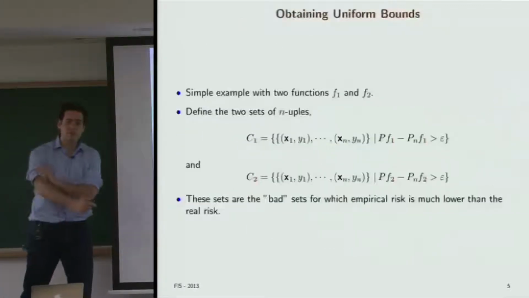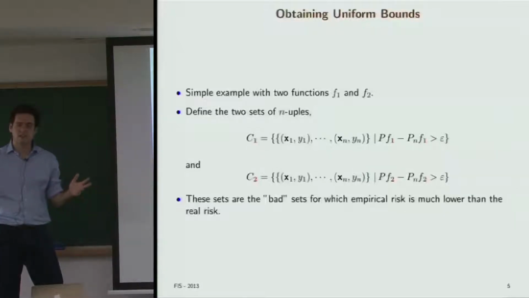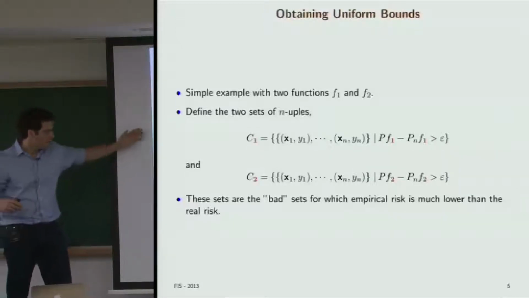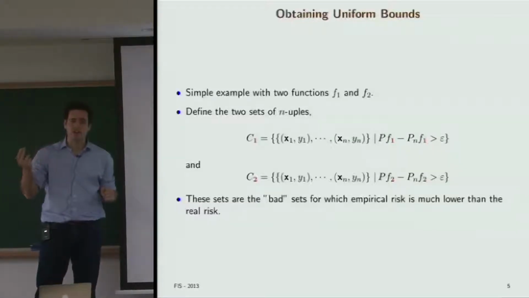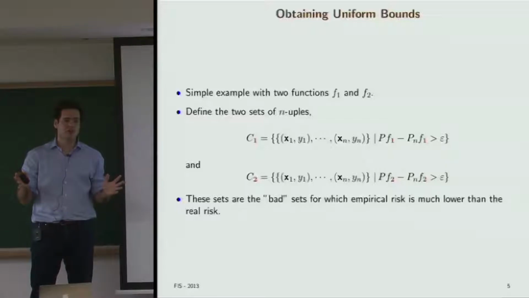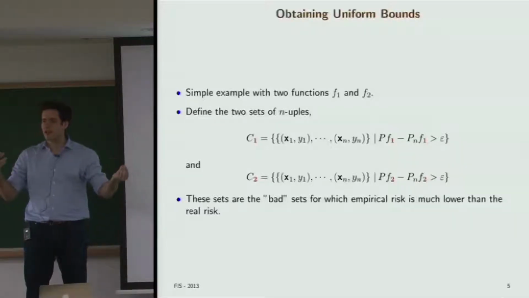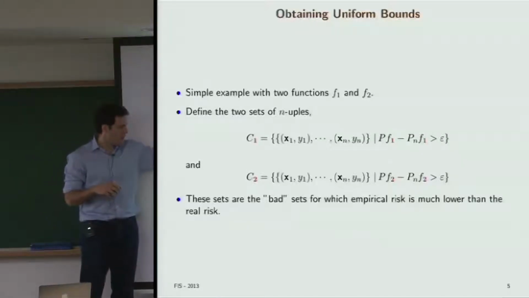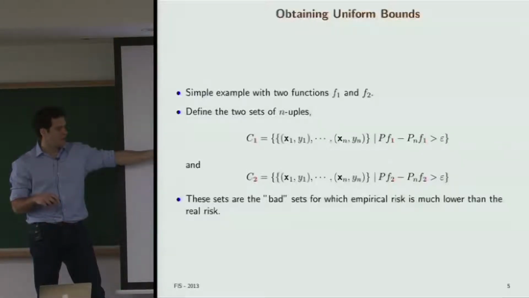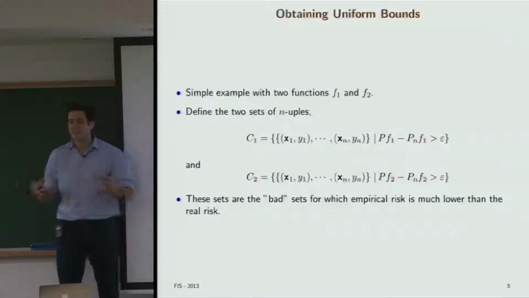Well, we started with just assuming that the function class is just two points. You remember this construction, I think, from last time. Suppose I have only two functions that I can choose from. So it's a very simple machine learning problem. I have two candidates, F1 and F2. Which one should I choose? If you call C1 the set of all possible samples which make F1 look bad, that is, the empirical average here is larger than the true risk by epsilon, I mean the deviation is larger than epsilon, and C2 this set, so those are sets of samples.